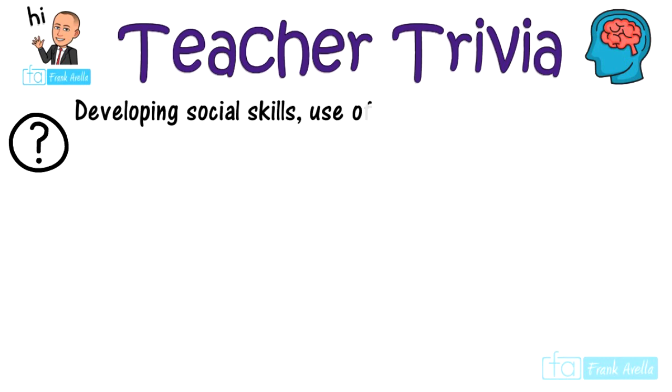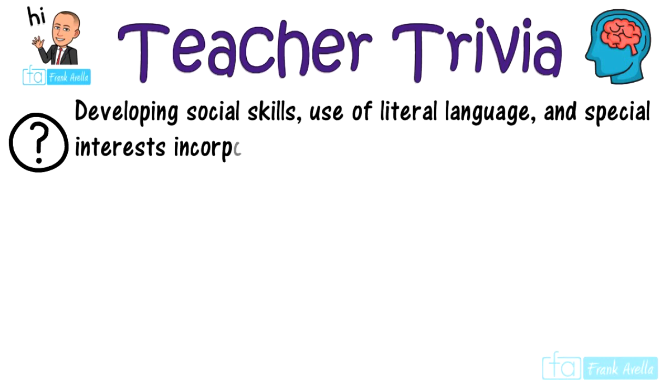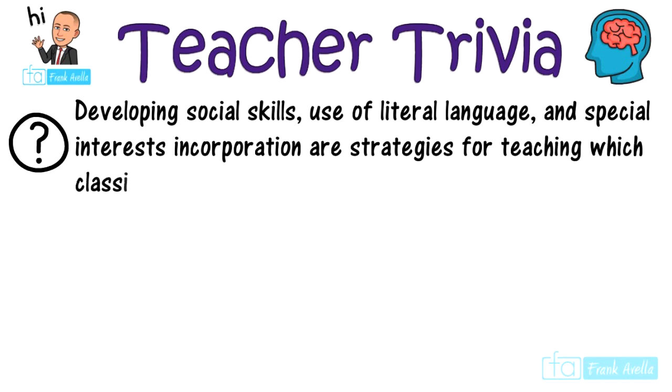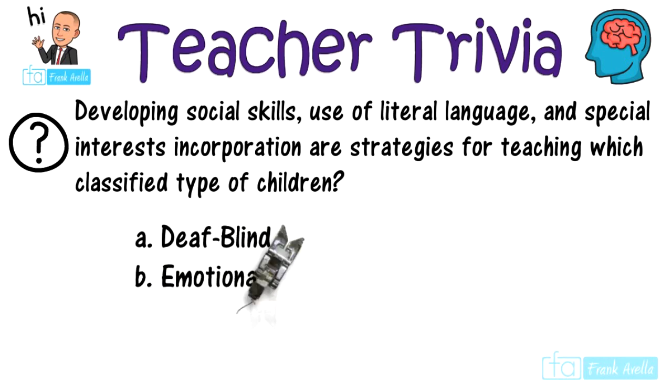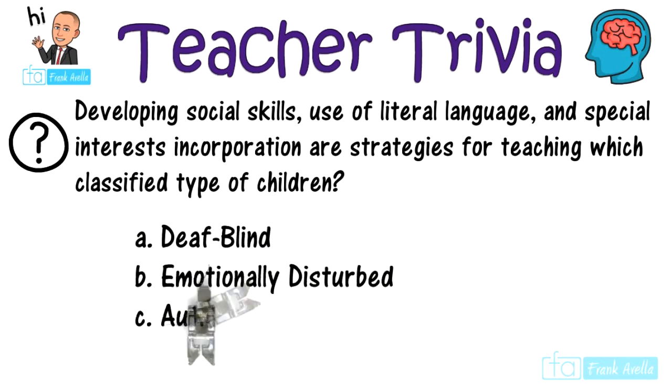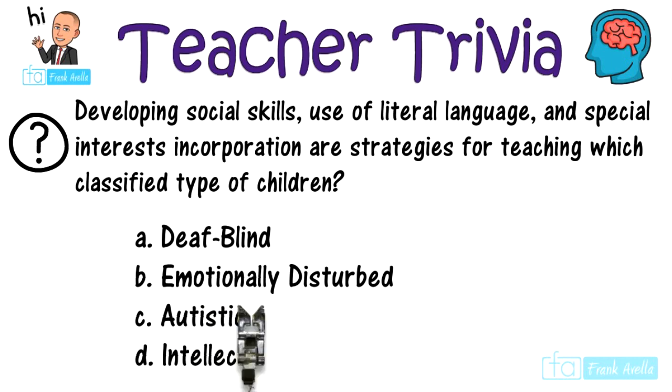Developing social skills, the use of literal language, and special interest incorporation are strategies for teaching which classified type of children? A. Deaf-blind, B. Emotionally disturbed, C. Autistic, and D. Intellectually disabled.